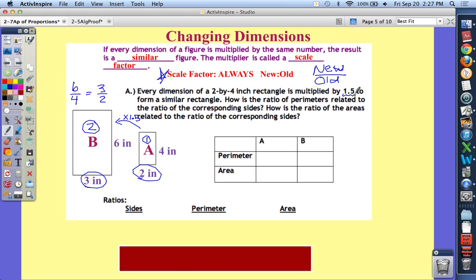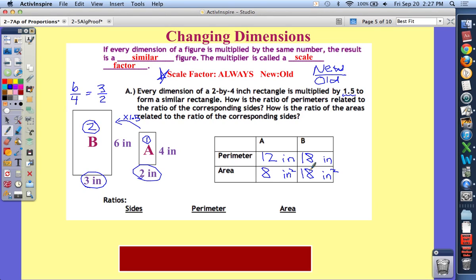So let's find the perimeters of these. Find the perimeter of A, find the perimeter of B, find the area of A, and find the area of B, and fill them in your table here. If you need more time, pause the video, or keep going if you already have them. So the perimeter of A would be 12 inches, the perimeter of B would be 18, the area of A would be 8 inches squared, and the area of B happens to be 18 inches squared as well. It's kind of weird, but it works out that way.